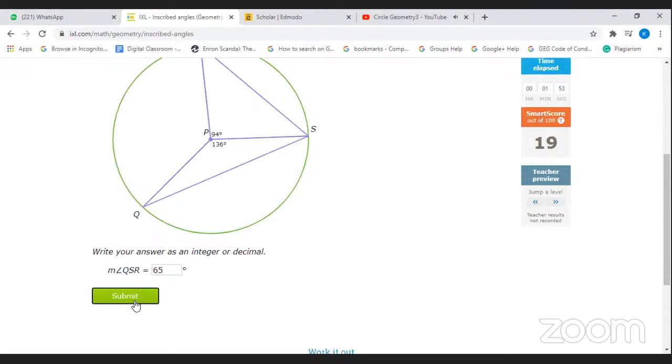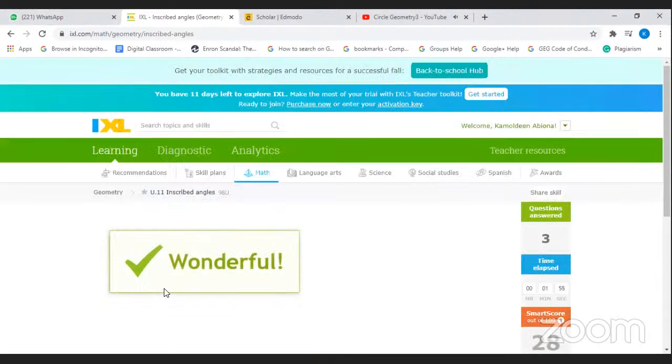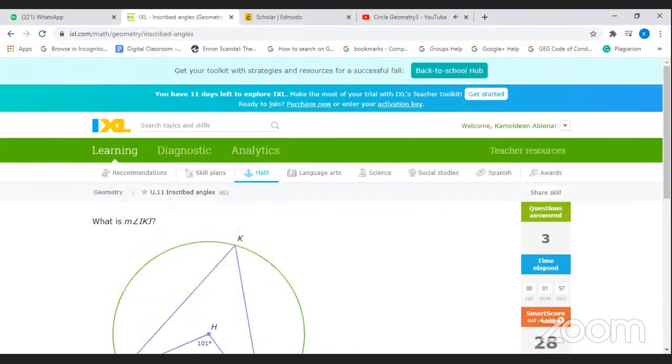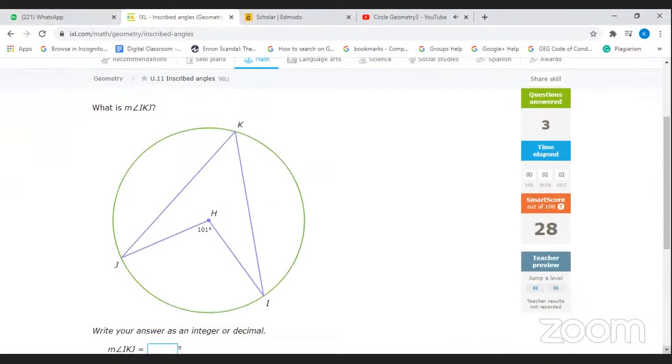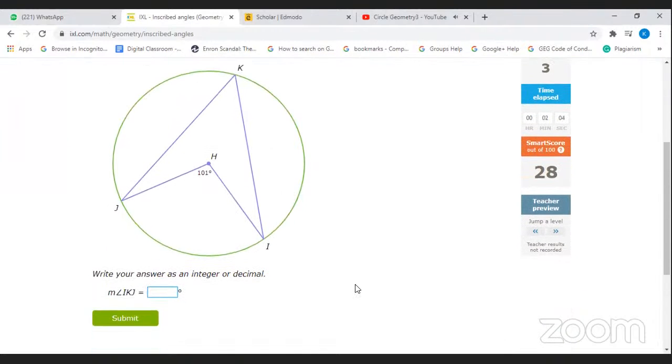Here we are looking for IKJ, half of 101. That's 50.5.